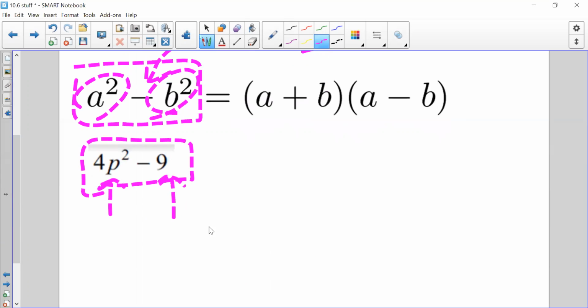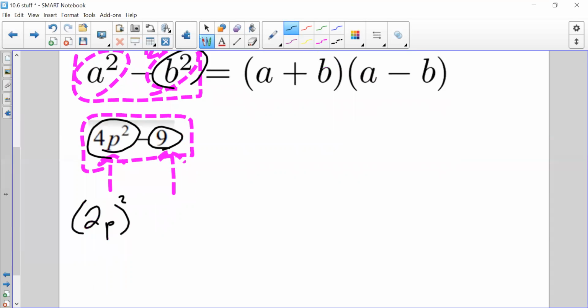Let me rewrite it. Watch. 4p squared can be written as 2p, all in parentheses, to the second power. Think about that. Is not 2p in parentheses to the second power equal to 4p squared? It sure does. And then how would I rewrite 9 as a b squared, as something to the second power? Well, we did that on the first one. That's going to be easy. This is going to be a 3 squared.